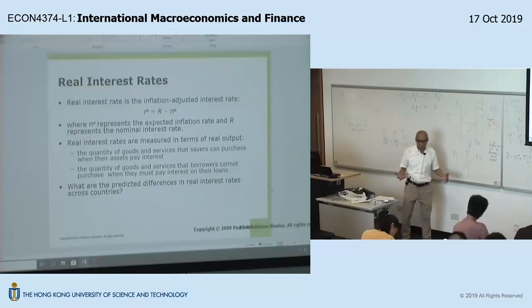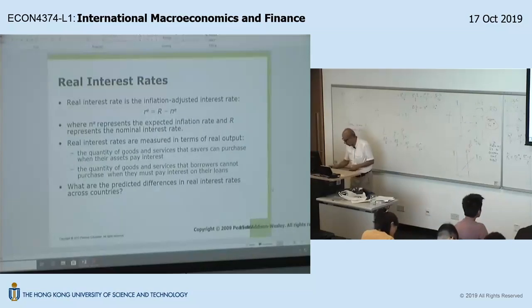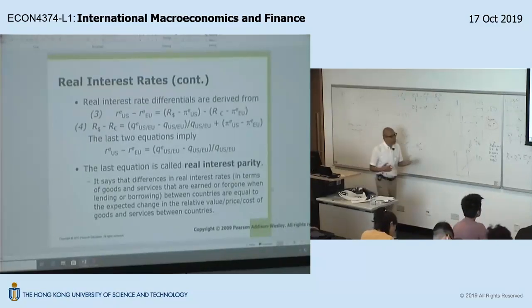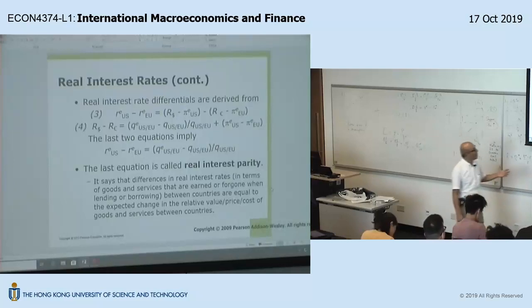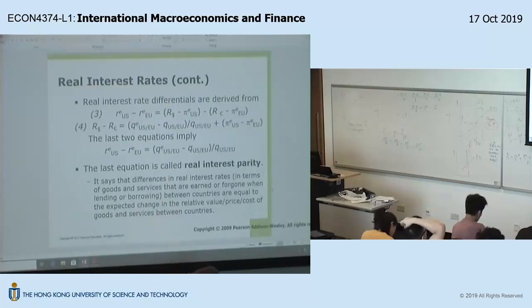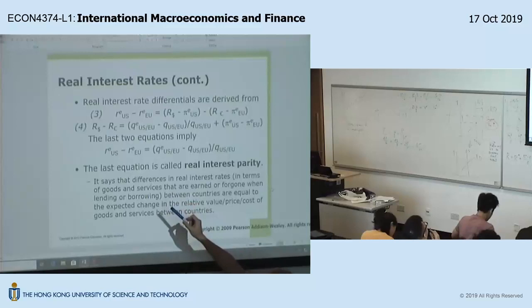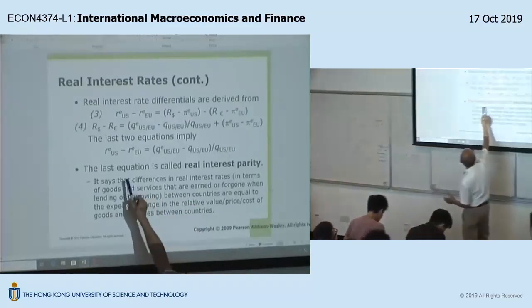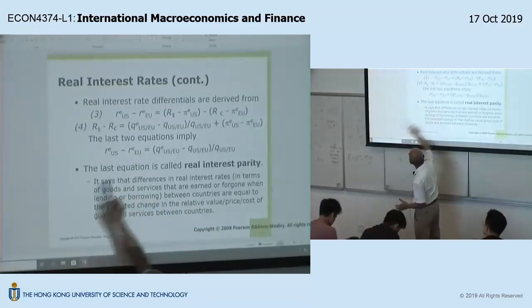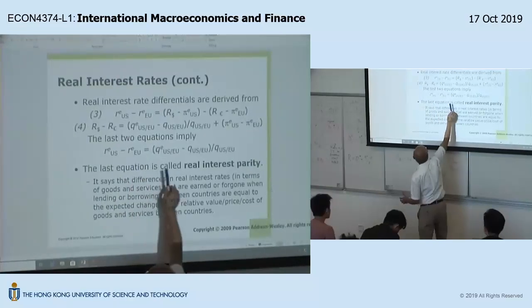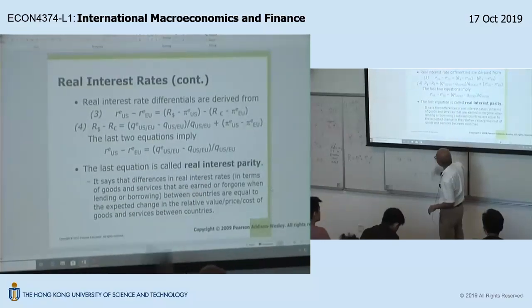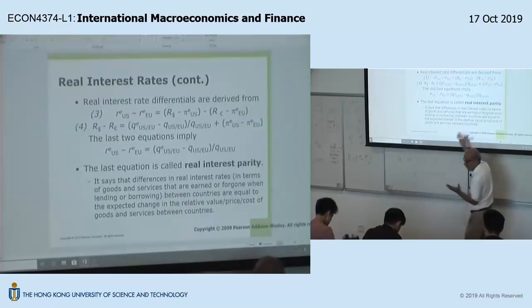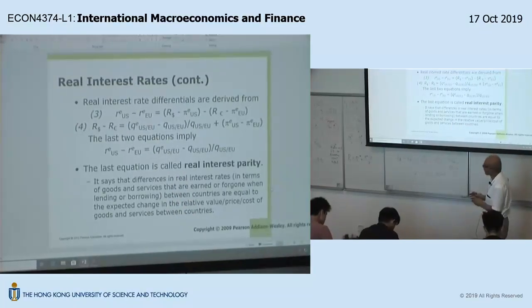Is there a real version to this? It turns out, yes, there's a real version to it, which is called the real interest parity. It looks very, very close to the nominal version of the interest parity. You just replace the nominal by the real, and then you replace the nominal by the real. You get what we call the real interest parity condition.